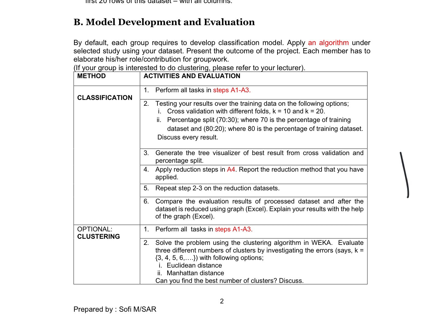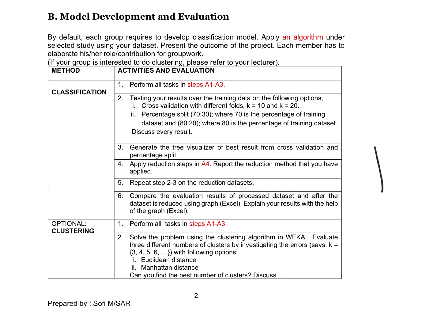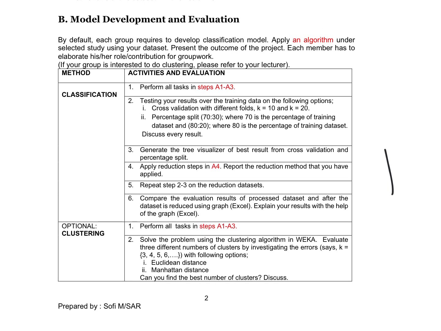So, what you need to do in Part B, model development and evaluation. First, you need to perform all steps. This we did in week 9. We have already performed all steps in steps A1, A2, and A3, and we did it in week 9. Then test your result over the training data on the following options.